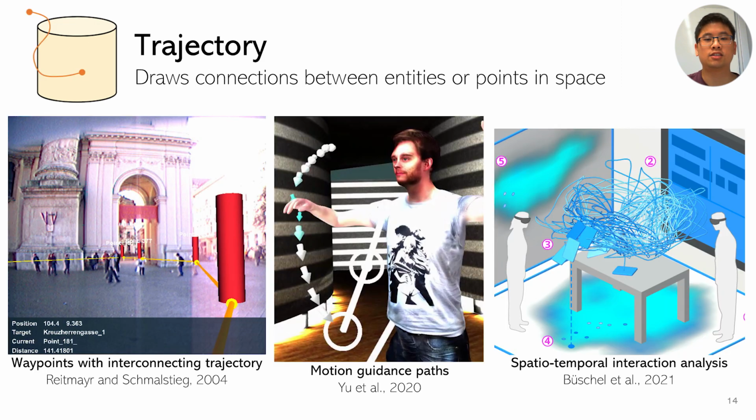As mentioned earlier, trajectories draw relationships between entities or points in space. The natural usage of this is to show movement paths, be it for navigation, a physical movement that needs to be performed, or for post-hoc analysis of spatial temporal data.